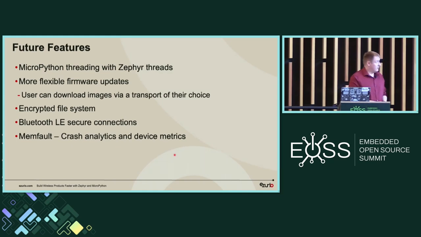Looking to the future, we don't have everything done yet, but we do have a pretty complete system, but we're looking into implementing threading in MicroPython by hooking into Zephyr threads, so you would get true threading in Python. Adding in support for a little bit more flexible firmware updates. Right now, the only way to update from the cloud is using lightweight M2M. We want to add a Python API that allows the user to write an image to the firmware update slot and make it easy for the user. What that would allow the user to do is download an image from the cloud in whatever format they want, and then use a Python API to flash those bytes.